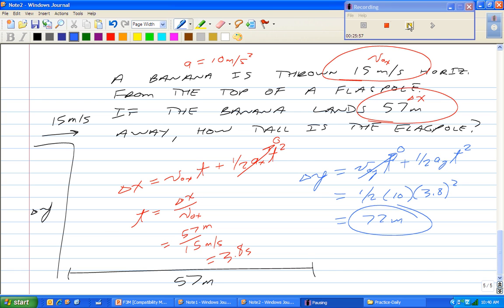Yes, because I'm launching it horizontally, there's no vertical velocity, and so vertically it's the same as if I just dropped it. Because vertically, that, and that are all the exact same vertically.